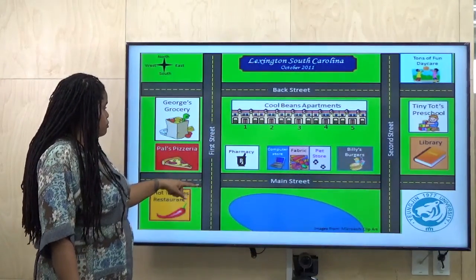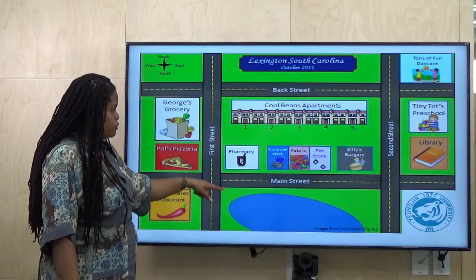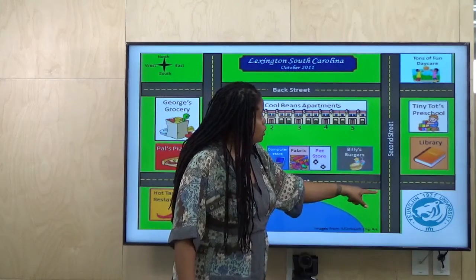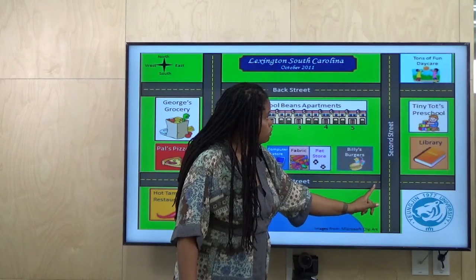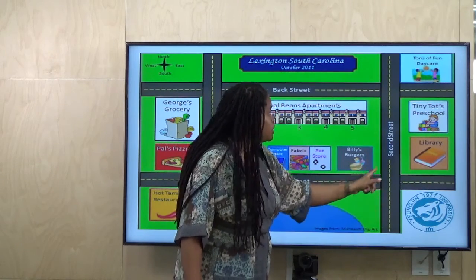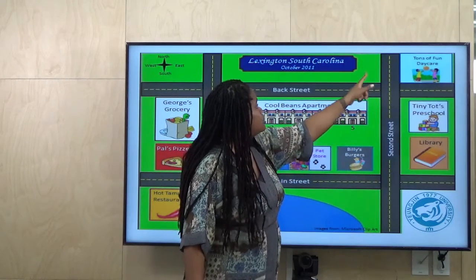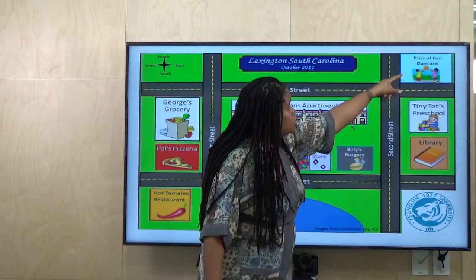Let's see, we are on the main street right now, so we're going to cross the street, go straight, turn left. Sorry, not turn left. Yes, turn left. Turn left, cross the street, go straight, cross the street, turn right, and cross the street to the daycare.